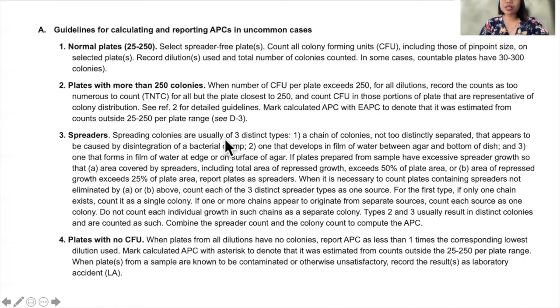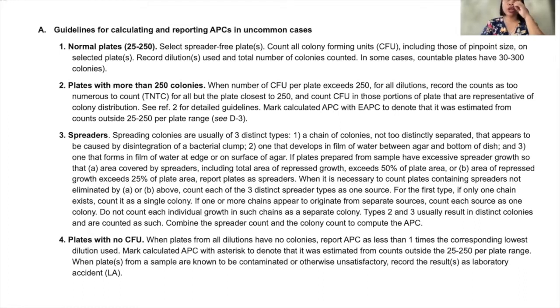All right, so ito yung mga notes like how do you count your colonies? So you take a permanent marker and then bawat growth doon i-mark mo with your marker. So you won't be counting again those colonies that have been counted earlier. Ayan. So ito yung notes for the spreaders, and then ito yung notes for the plates with no CFU.